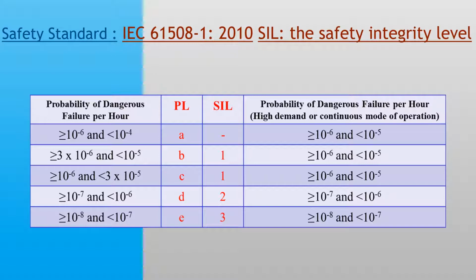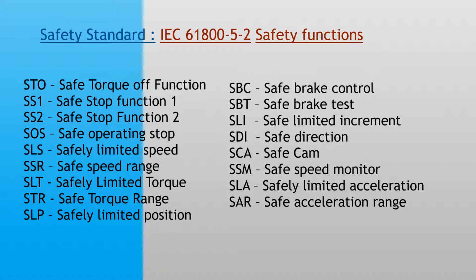IEC 61508-1 specifies the safety integrity level SIL, which is similar to PL. IEC 61800-5-2 deals with the functional safety requirements of adjustable speed electrical power drive systems. These standards divide safety function into stop functions, miscellaneous safety functions, safe motion functions, or safe brake functions.